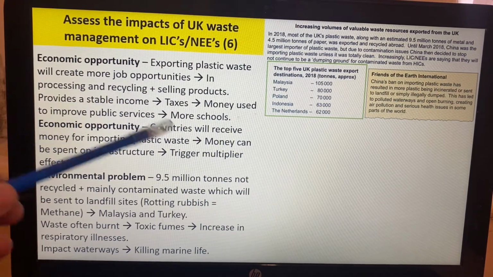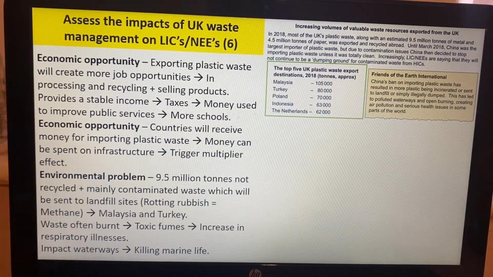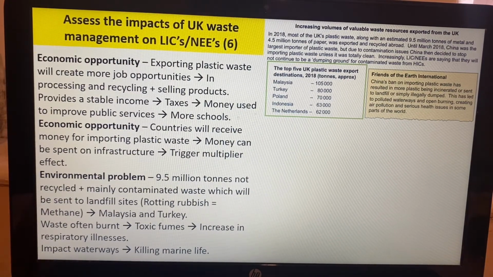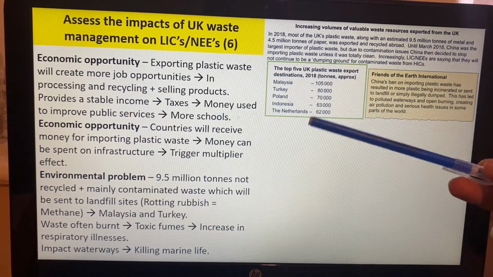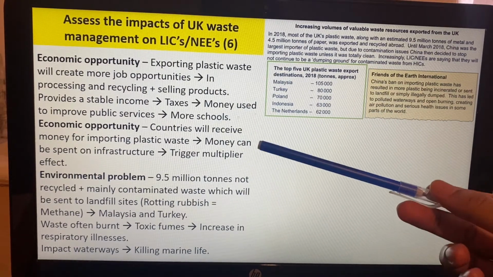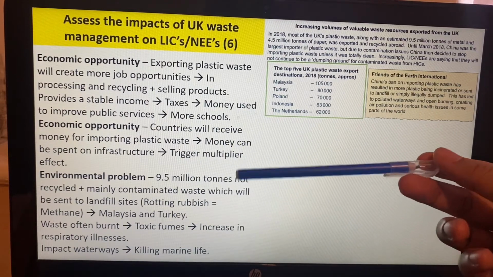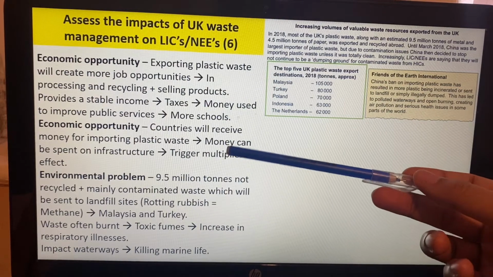In terms of, let's say, having more income, it can increase taxes, and therefore the money used by the local government to improve schools. So there are multiple benefits. Also, not just that, but a lot of the countries taking on this waste will receive money for it. So again, you just need to mention it in that economic sense, that actually a lot of that can be spent on infrastructure such as roads and ports, triggering the multiplier effect.